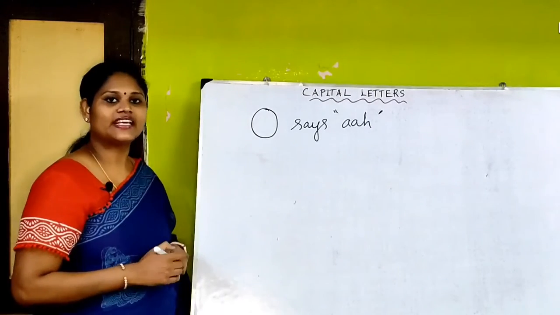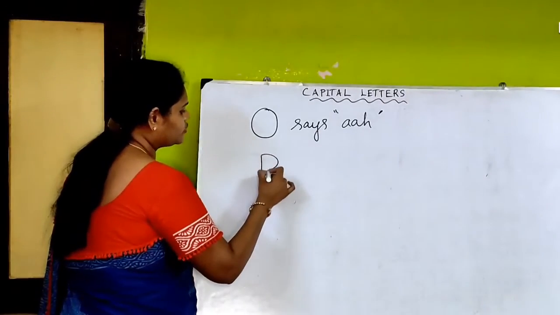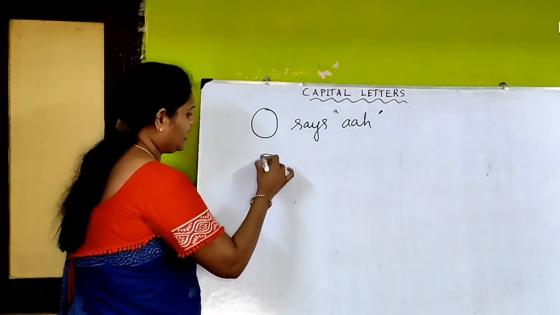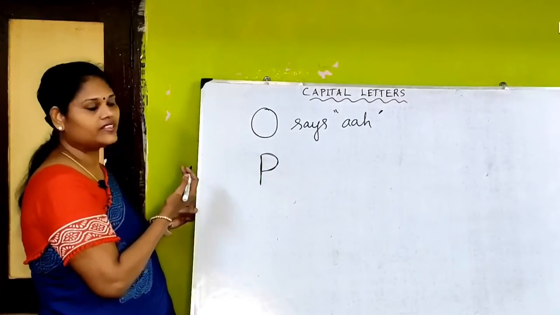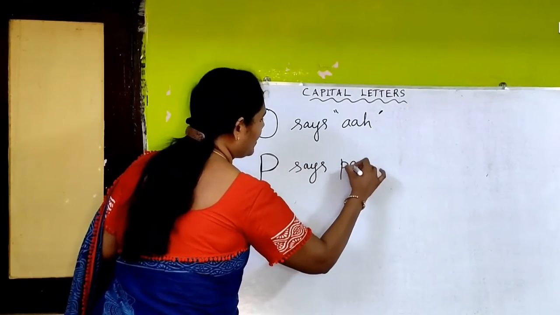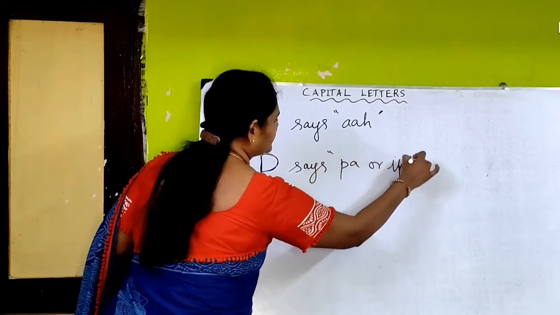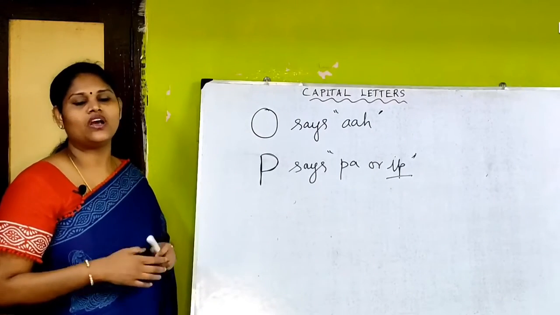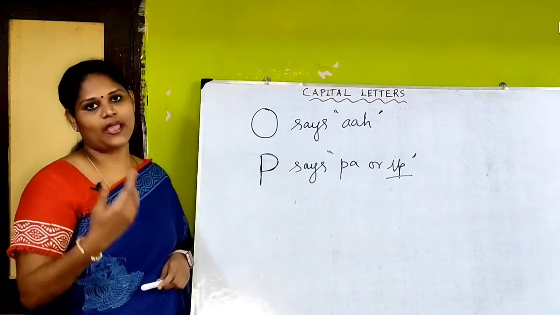Right? Next letter is the letter P. Now put a standing line, half circle to your left. Again I repeat, standing line, half circle to your left. See, the half circle is towards your left. Right? P says pa or ip. Ip is the ending sound and pa is the starting sound of the letter P.